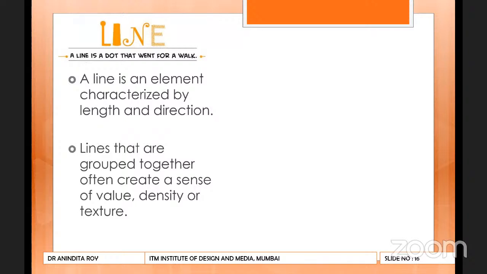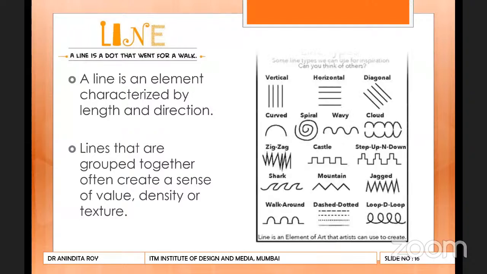Right? So we can group the lines together to form shapes, or we can group them to create value, density, or texture also. Like you learned shading, you learned hatching, you use lines, right? So lines can be grouped together to create a sense of value, density, or texture.